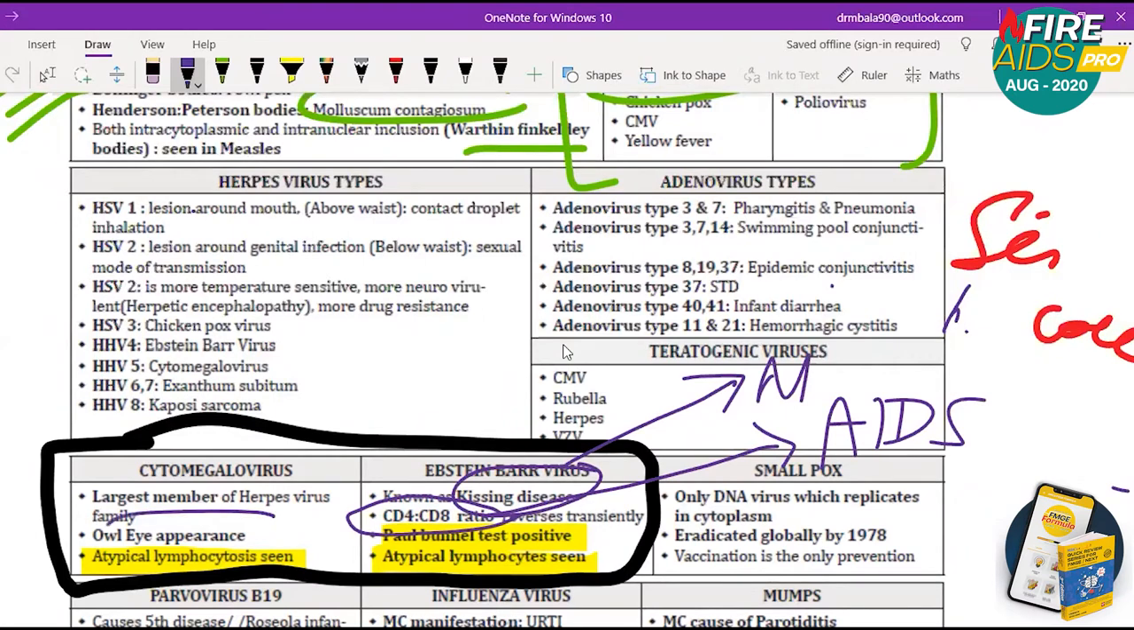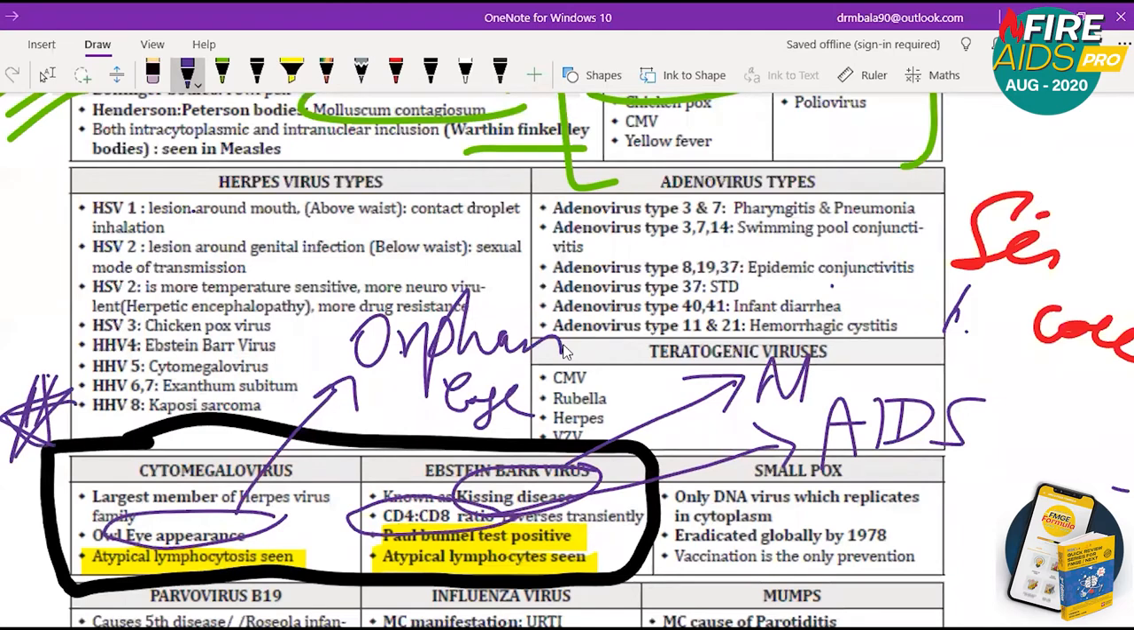Then comes owl's eye appearance. Owl's eye appearance means you should compare it with orphan Annie eye nucleus. Orphan Annie eye is seen in papillary cancer. So four different ways of confusing you in this question are possible. So always in your virology, you should keep this small box on top of anything else.